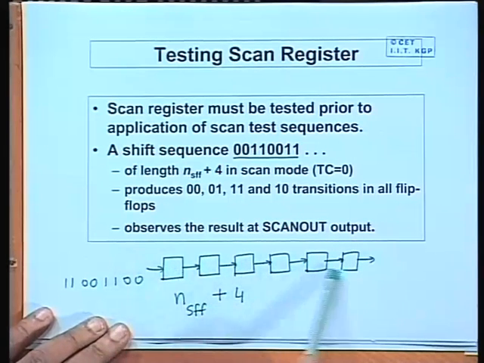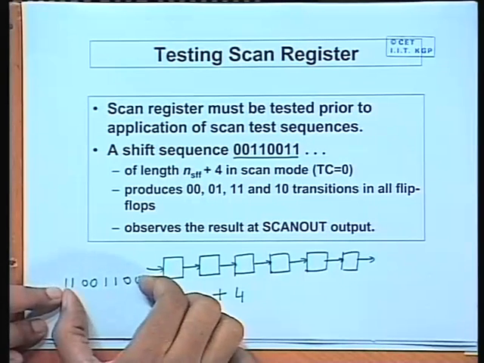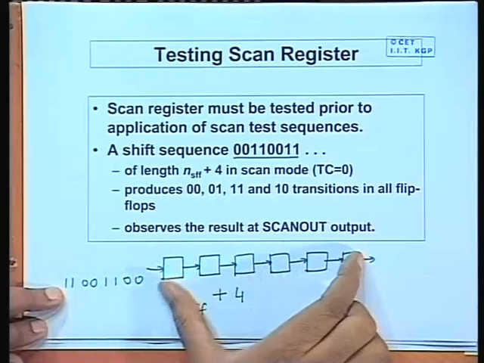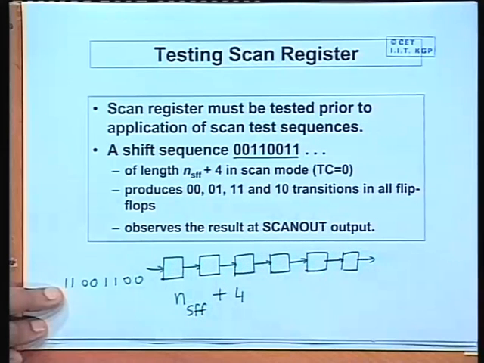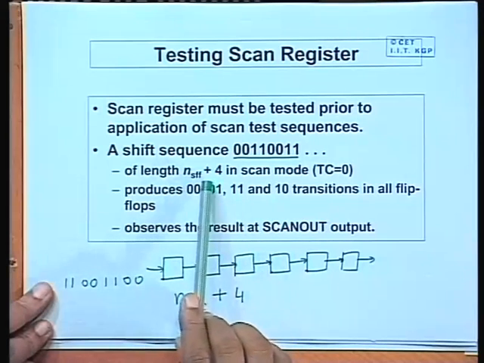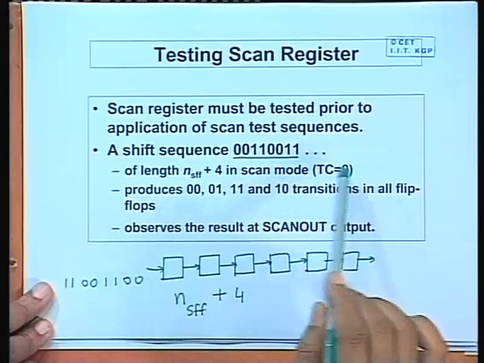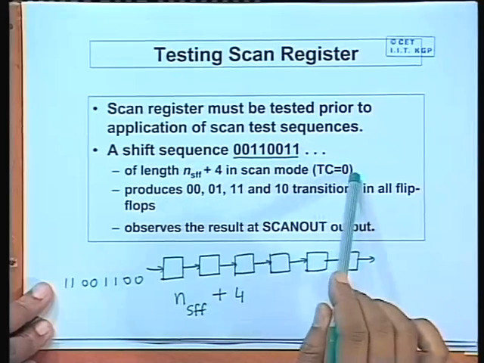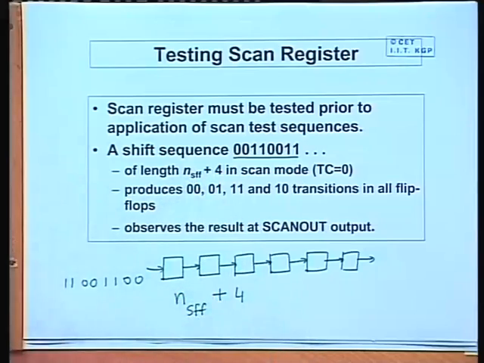Now, if we have 6 flip flops, you will need NSFF number of clock cycles to feed the data into this, and 4 more clock cycles to bring them out. So, you need so many clock cycles to actually test the flip flop. Well, here I am assuming TC equal to 0 is the test mode. Okay. So, test control 0 means the test mode. There you need NSFF plus 4 so many clock cycles.